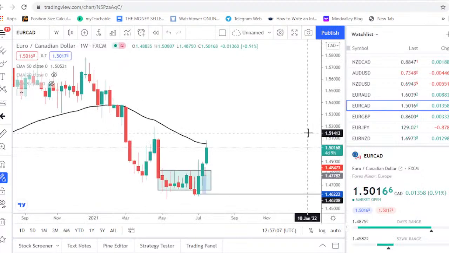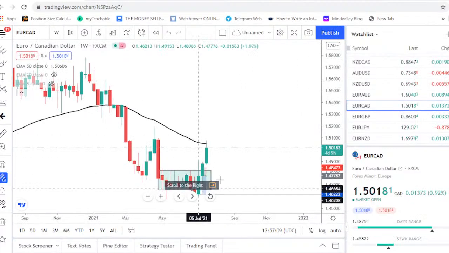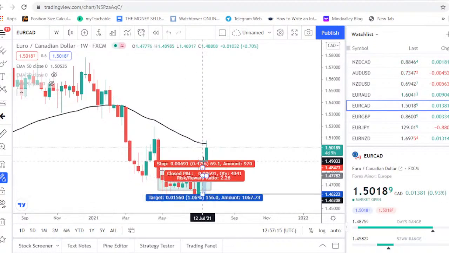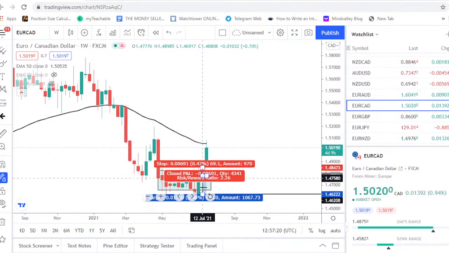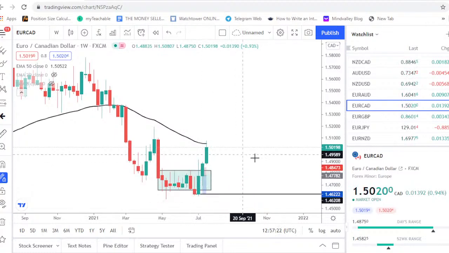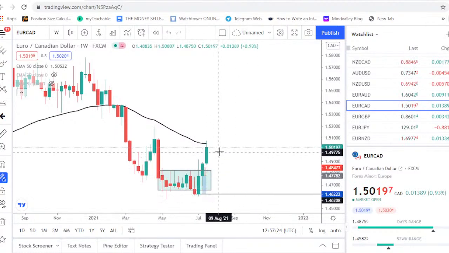And then we have Euro Canadian dollar. It pushed out of this consolidation. It was consolidating for some time, and then we see it pushing out of that consolidation, and so that push above this area is indicating a bullish move.